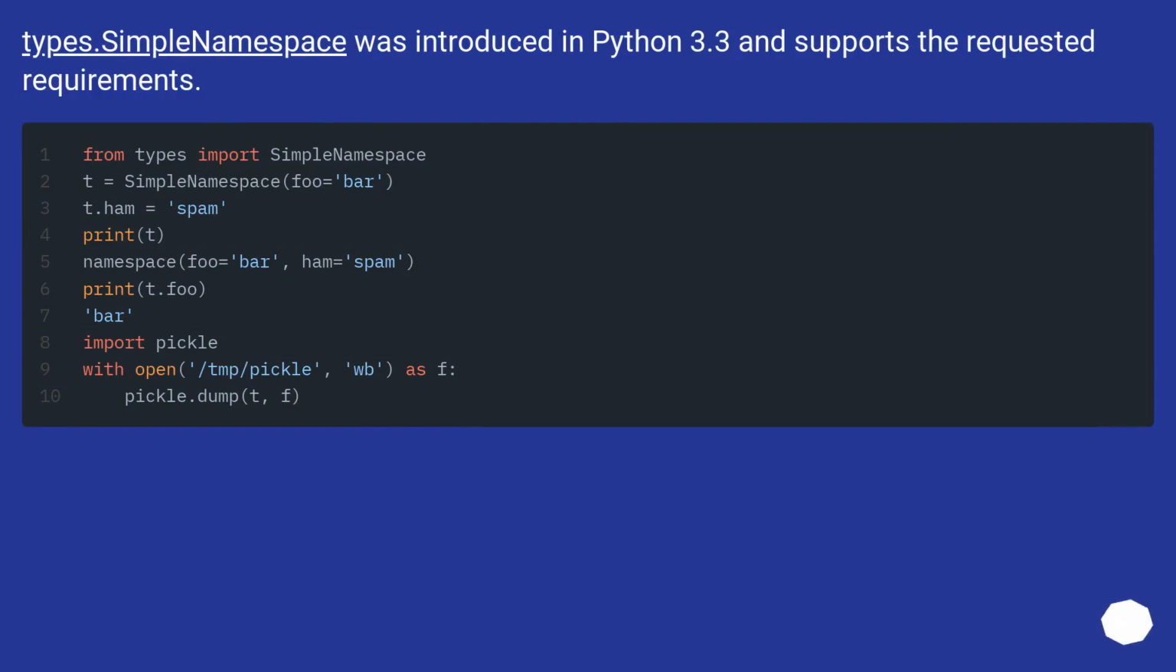types.SimpleNamespace was introduced in Python 3.3. It supports the requested requirements.